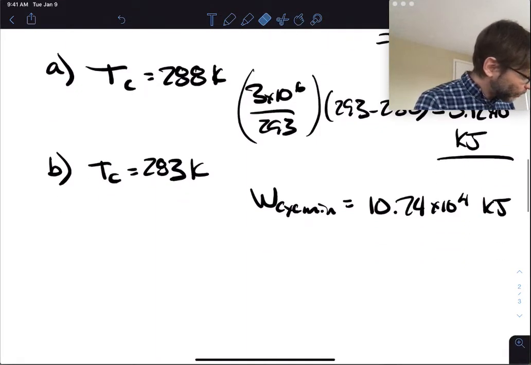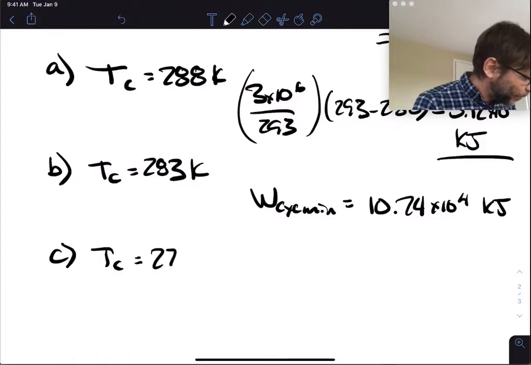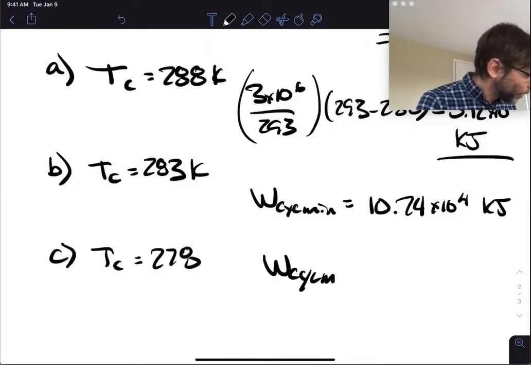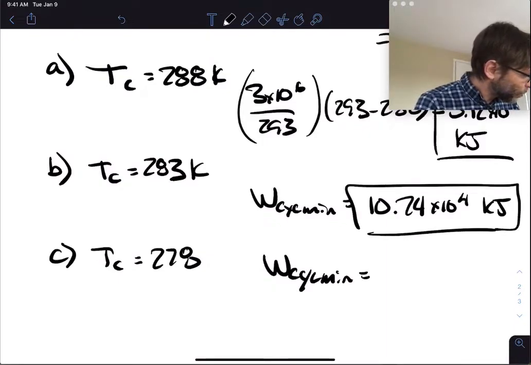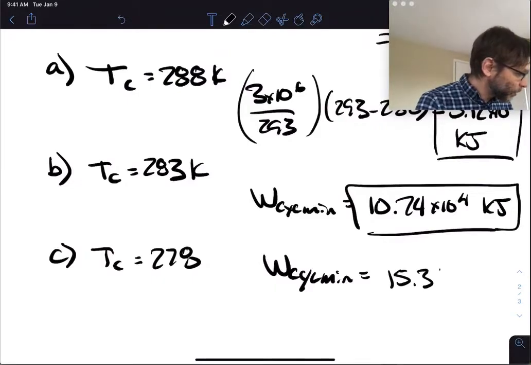That seems pretty significant. And then C, we have TC is equal to even lower, 278. And work cycle min equals, I just put a box around our answers, work cycle min is equal to 15.36 times 10 to the 4th kilojoules.